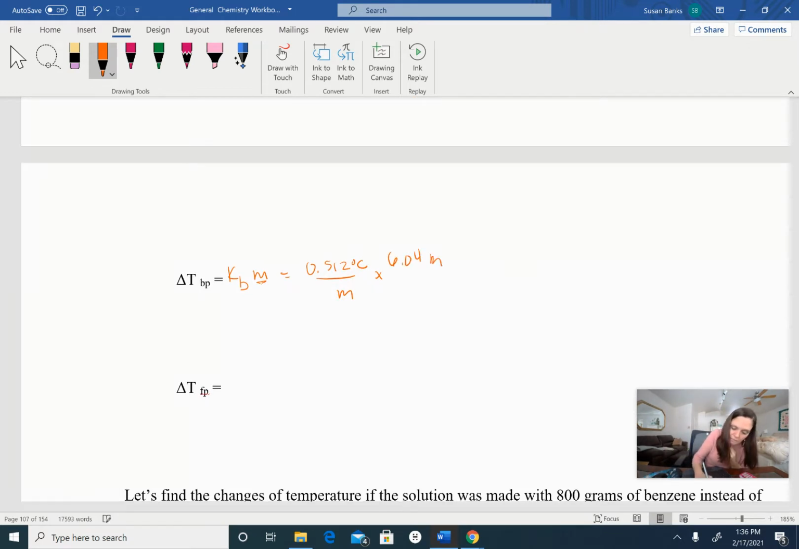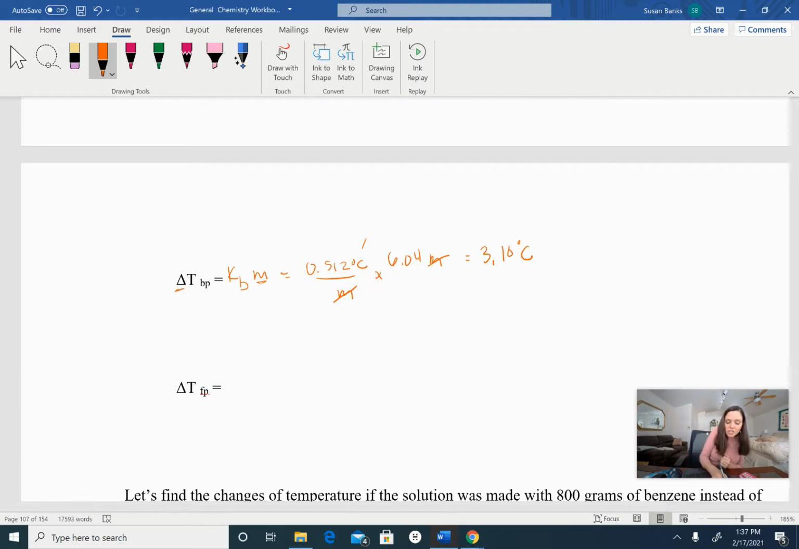6.04 molal. So notice our molals cancel out and we're just left with a temperature change, which is what we want. So we're going to multiply 6.04 times 0.512 and we get a degree change of about 3.096. So we're going to round that to 3.1 degrees Celsius, with our 3 digits that we have. So that's our change.